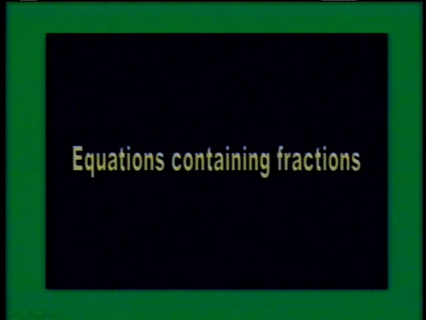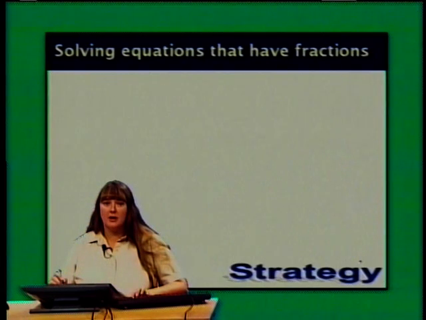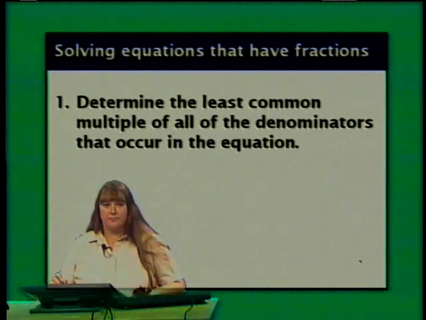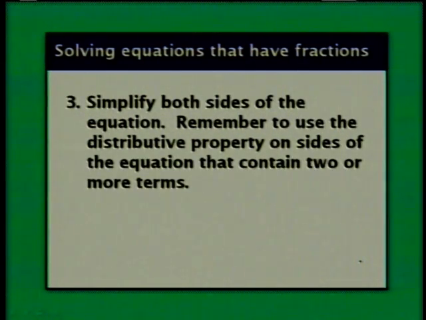Now let's look at some equations containing fractions. When we're solving equations that have fractions, then the solution process is usually less taxing if you first eliminate the fractions from the equation. I want to look at a strategy for solving equations that have fractions. My first step is going to be to determine the least common multiple of all of the denominators that occur in the equation. Then I'm going to multiply both sides of the equation by the least common multiple found in step 1. Then I'm going to simplify both sides of the equation. Remember to use the distributive property on sides of the equation that contain 2 or more terms.